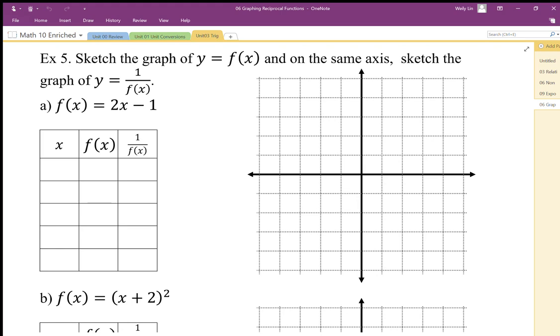These examples here are really just the same as the ones we just did. So these are just practice, so try to do these on your own first. And we're just going to take the sketch of the original graph. So I'm just going to plot this original graph. It's going to have a y-intercept of -1 and a slope of 2.